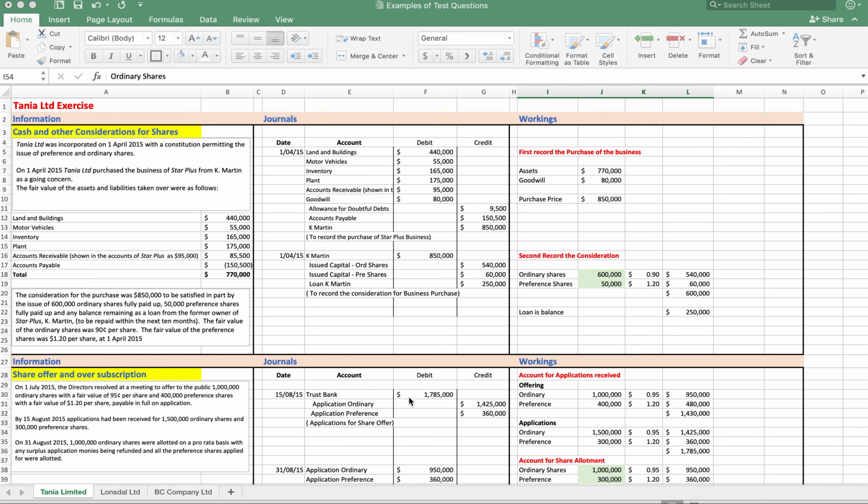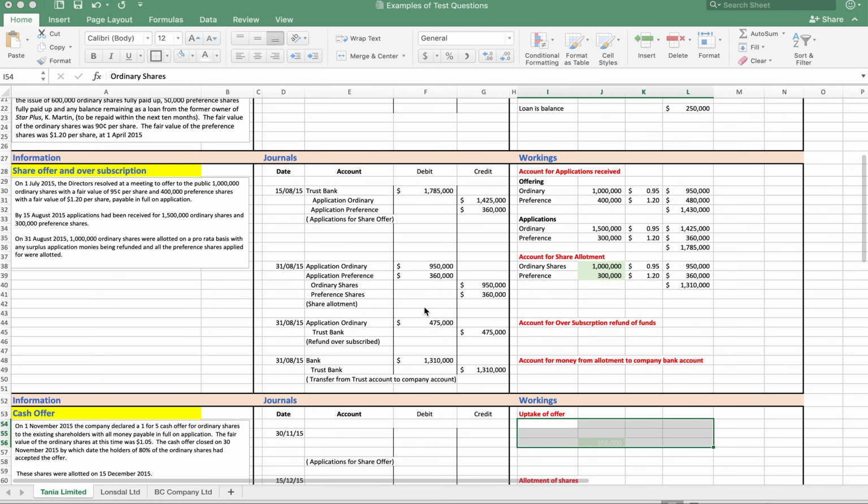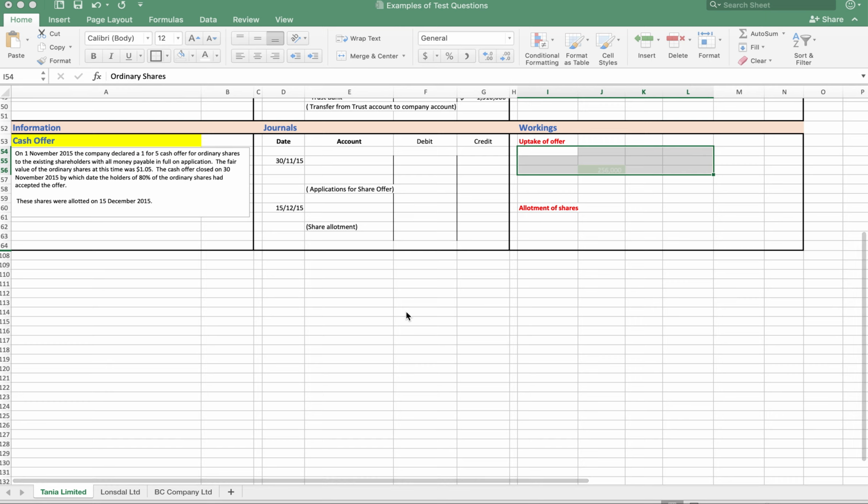So this is the third task that we need to do for Tania Limited as their accountants. We've already accounted for the incorporation of the company and the issue of shares for the business of K Martin, and a loan from K Martin. Then we moved on to raising capital from the public, a public offering of 1 million shares, and we accounted for that and the OBSA subscription, and there were some preference shares as well. That's on the first two videos. We're up to video 3, which is now a cash offer.